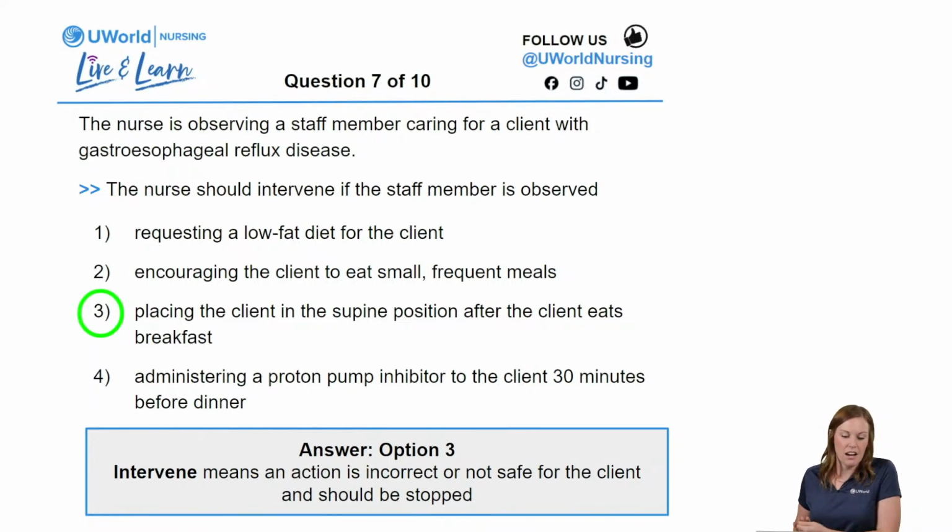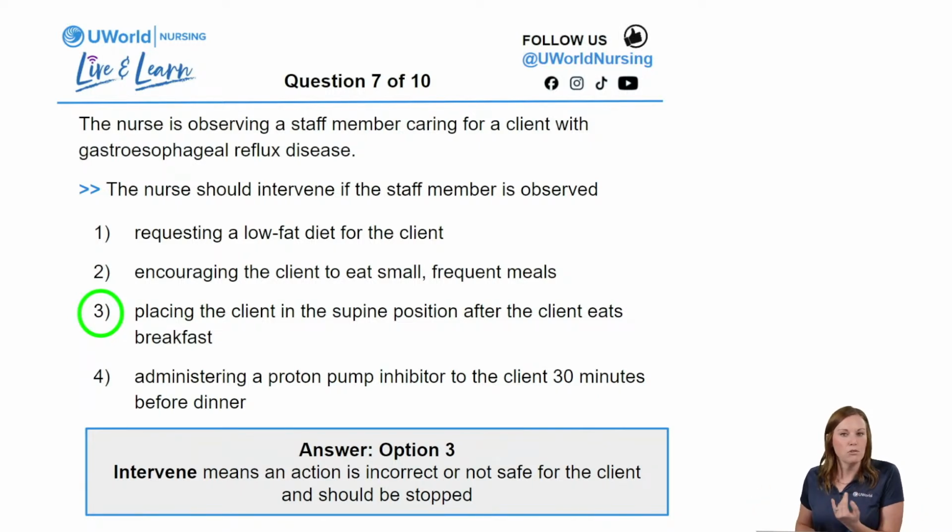Okay, so GERD, let's talk about what this looks like. We see here "intervene." Intervene means whatever's happening is not correct or it's not safe for the client. So in this option, GERD, we know that we don't want our client to be supine. We want them to be elevated.